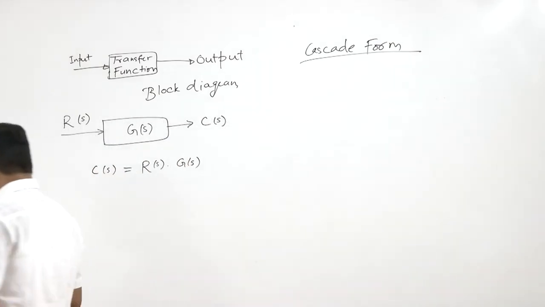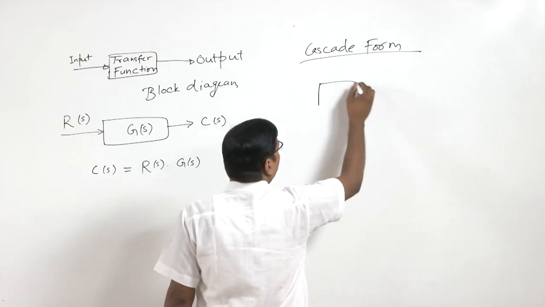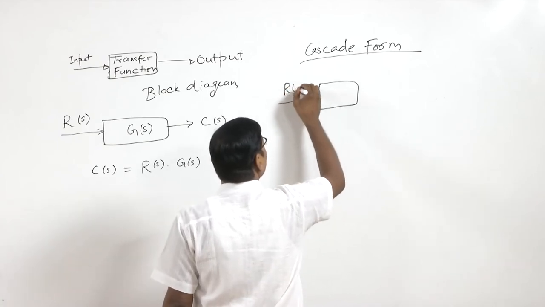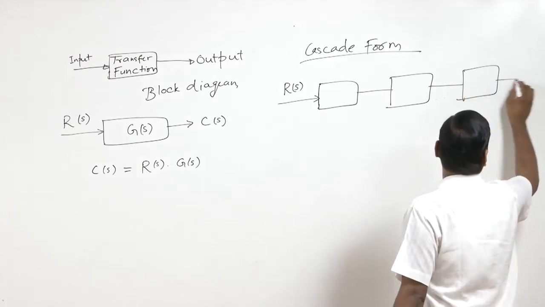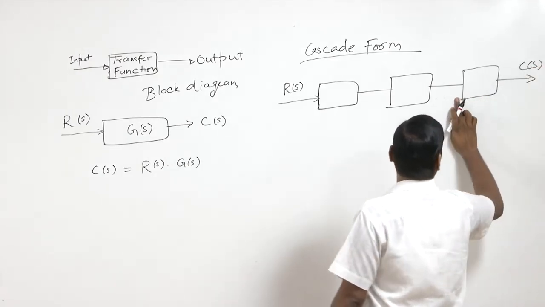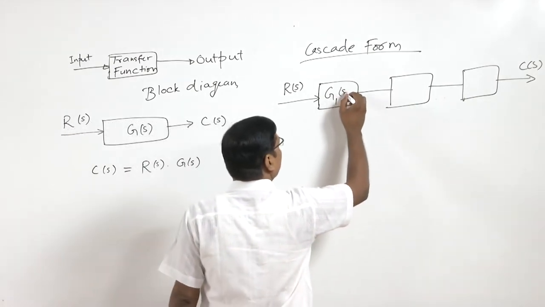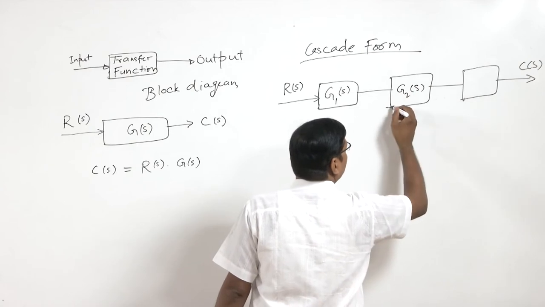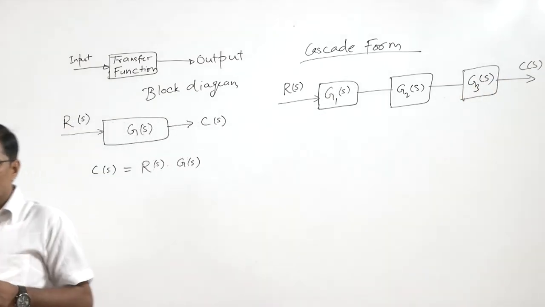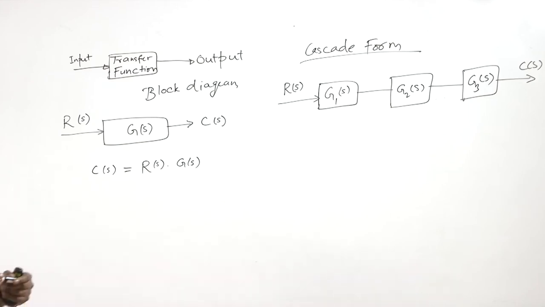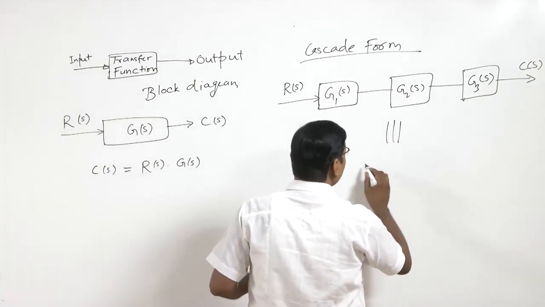Or series form. So let's say we have some input RS, there are blocks here, and there is a certain output CS, and this block has a transfer function G1S, this has G2S, and this has G3S. Now we want to know, if there are three blocks in series, what will be the CS?